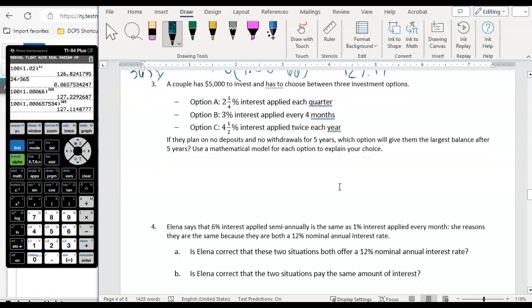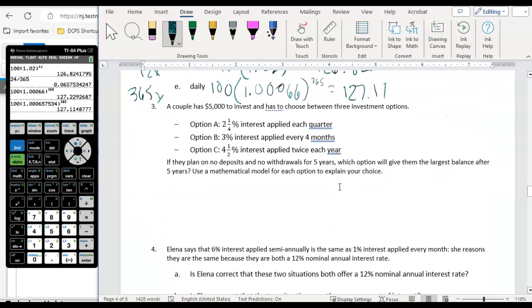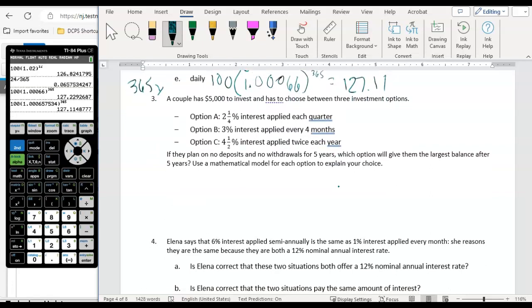All right, number 3, a couple has $5,000 to invest and has to choose between 3 investment options. Option A is 2.25% interest applied each quarter, so 4 times. Option B is 3% interest applied every 4 months, so that would be 3 times. And option C is 4.5% interest applied twice a year, so this would be 2 times. If they plan on no deposits and no withdrawals for 5 years, which option would give them the largest balance after 5 years? So now we're talking about 5 years happening.